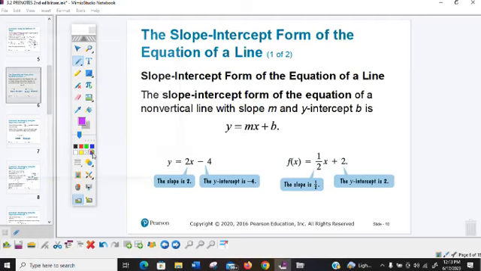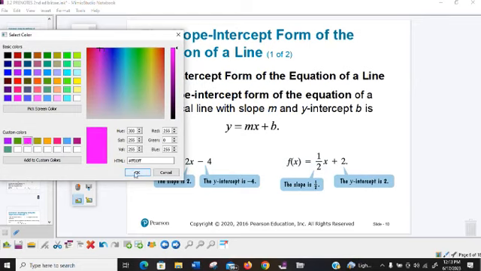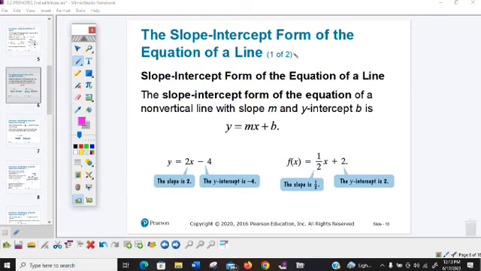In this example, we are going to use slope-intercept form of an equation of a line. Okay, so slope-intercept form is y equals mx plus b. M is your slope, b is your y-intercept. Okay, so that tells you right here, slope of m and the y-intercept is b.